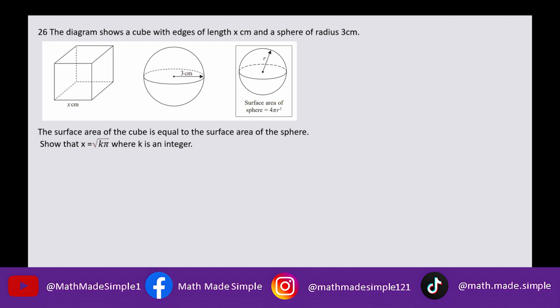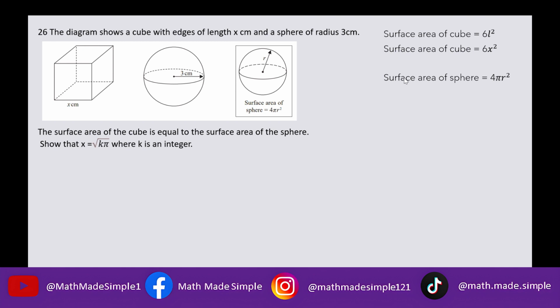So I have been given the formula for the surface area of a sphere, but I need to find the surface area of a cube, which is 6l squared, where l is the length, because it has 6 faces and each face has an area of l squared. So in this case, the length is x, so it's 6x squared.